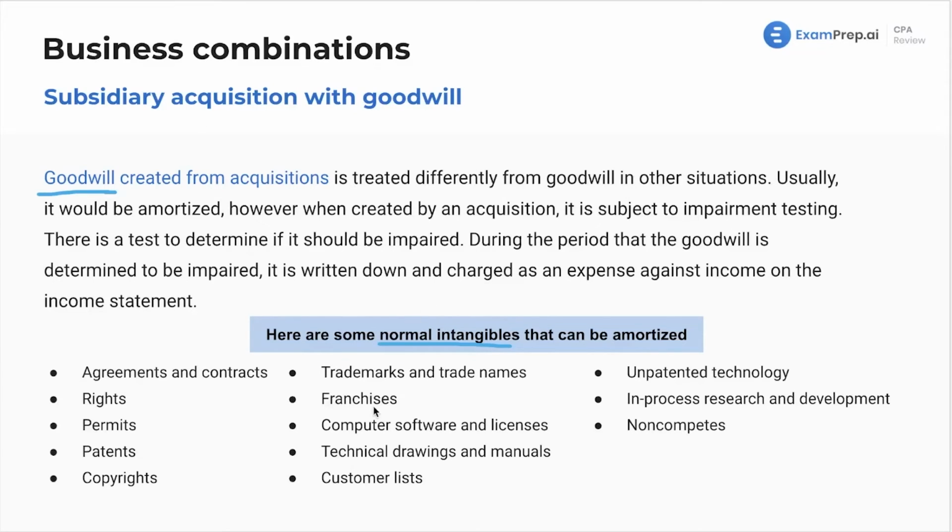Great example here, something great to see. But yeah, you'll see this in the intangible section if you haven't already. These are just all normal intangible assets that are going to be amortized over a certain period of time.